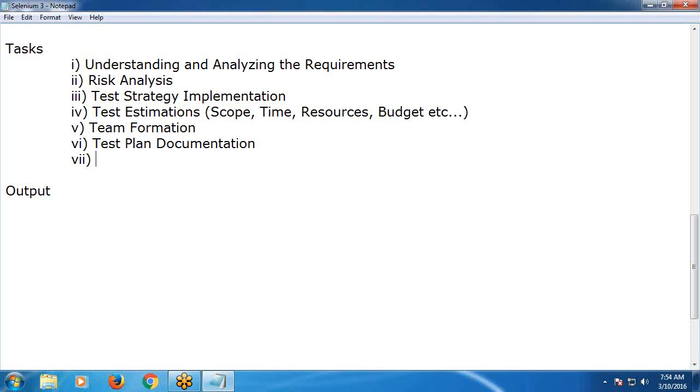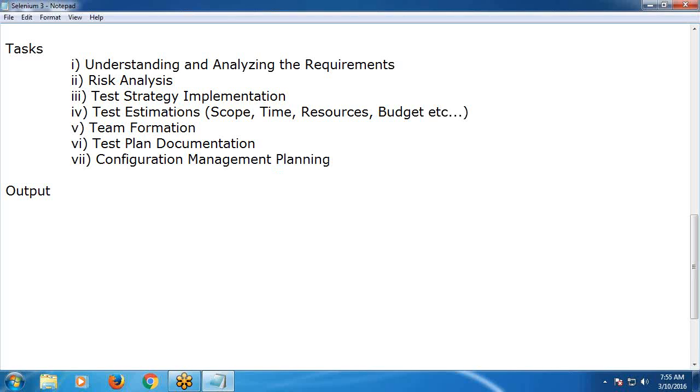Next, one important task. Some companies may not follow this one, but it is important. Configuration management planning.